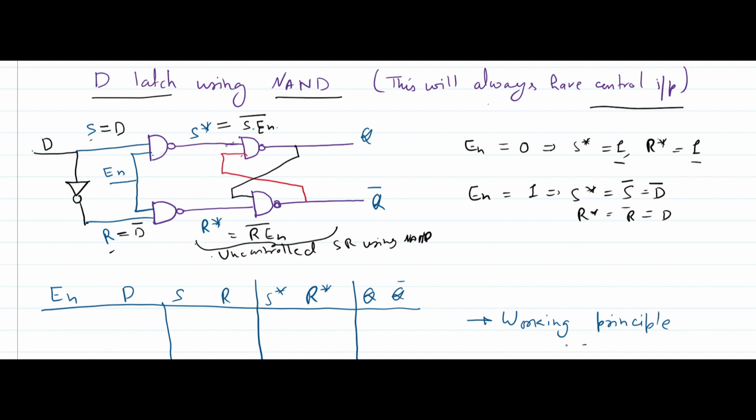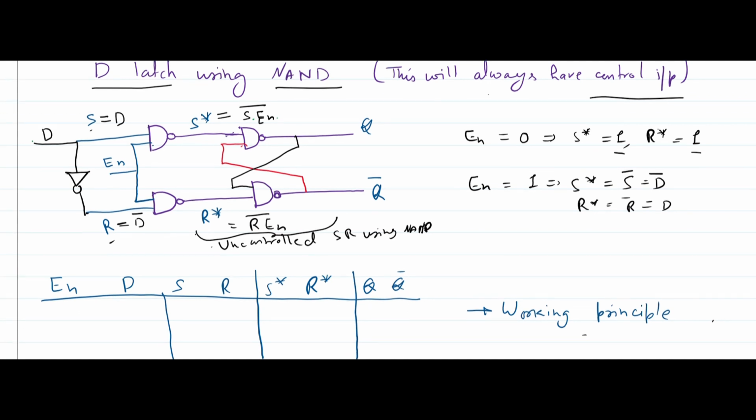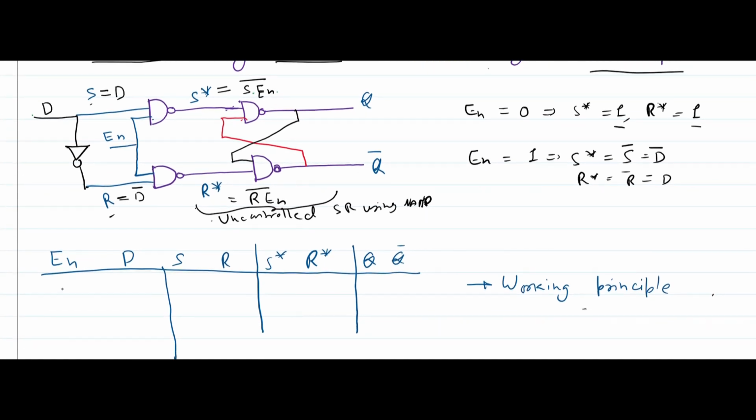So if you see here in this table, the combination can be: if I have enable as 0, I don't care about my D, because I don't care about my S and R. Whatever is the value of D, I don't care about what is my S and R. My S star will be 1, my R star will be 1. And in this case, we will have memory state, or you can say Qn, correct?